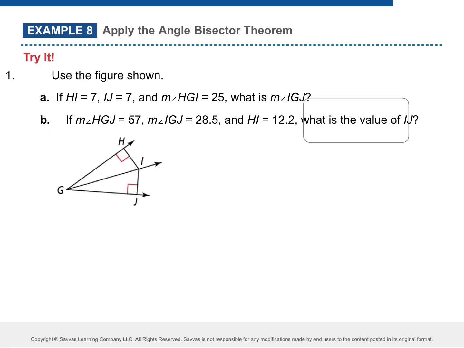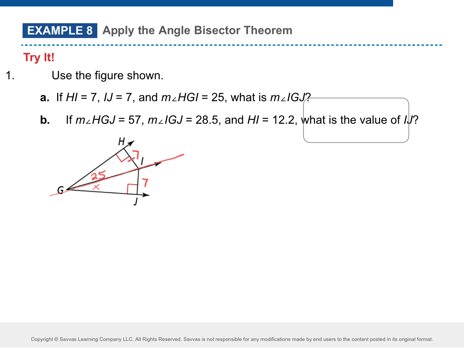Whenever they give you information, I want you to fill it in. So HI is 7. IJ is 7. And HGI, remember that's this angle right here, is 25. It wants to know what this angle is here. Okay? Is this an angle bisector? Yeah. How do you know? Because it splits it in half and then it's equal.